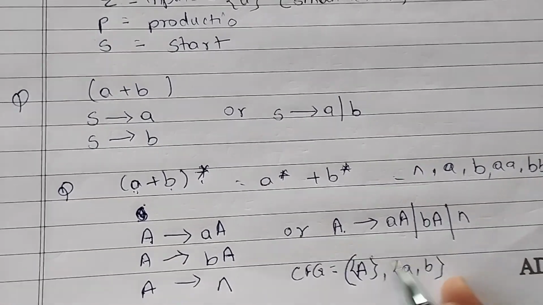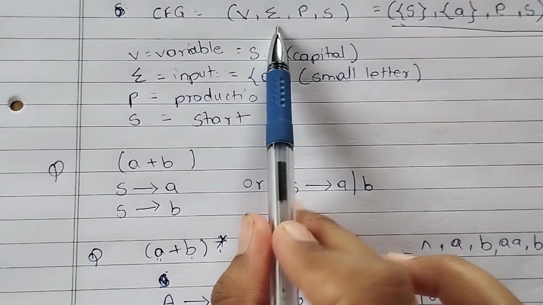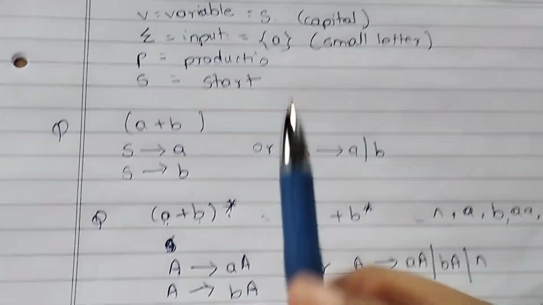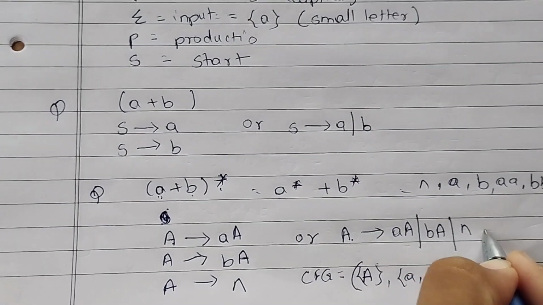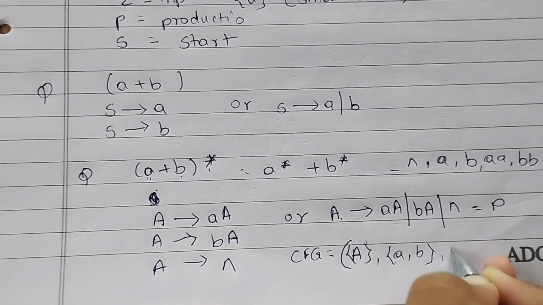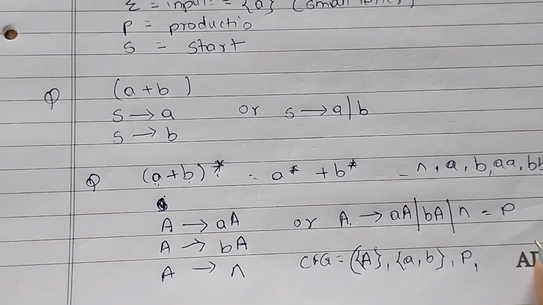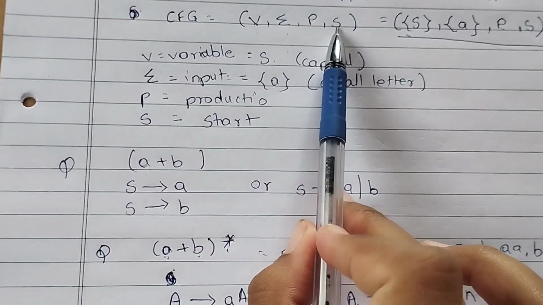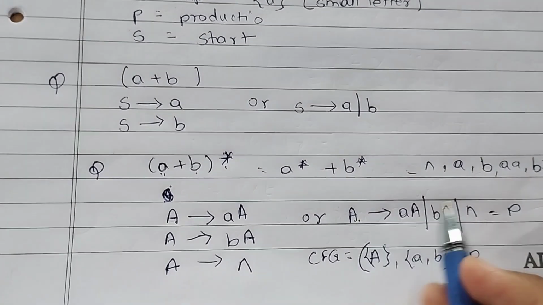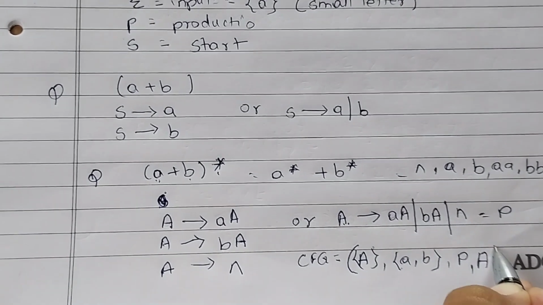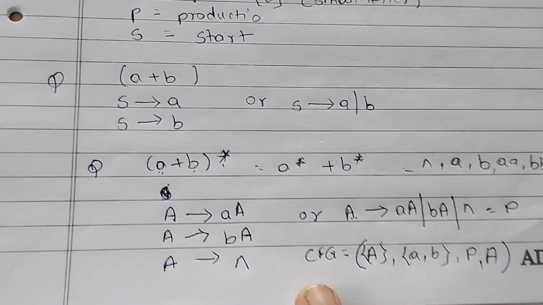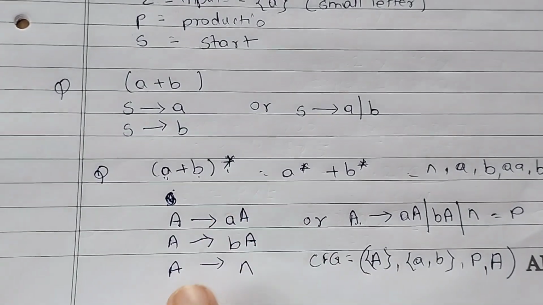These are the inputs. Now after input, this is the production. I initialize this with my P. So here we write simply P, meaning production, and at the last the starting symbol. So here the starting symbol is my A, so I write A. So this is the final CFG for A plus B star.